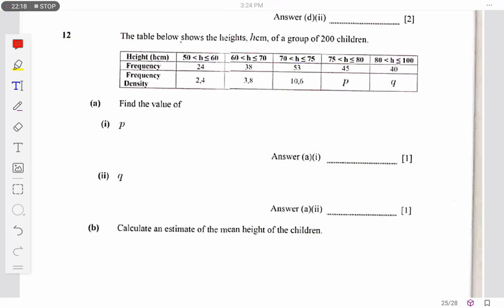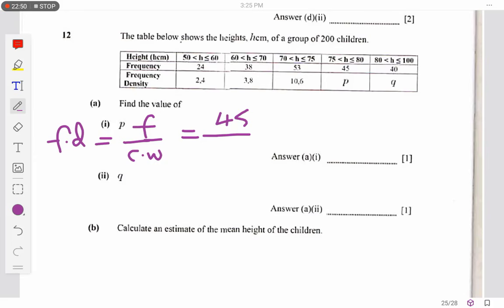The table below shows the heights, h centimeters, of a group of 200 children. Find the value of p. Okay, so basically finding the value of p, we should always know that the formula for frequency density is equal to frequency over class width. So for my value of p here, I want to find my frequency density. It's going to be equal to frequency, which is 45, over my class width, that's 80 minus 75 there, I get a 5. So it's going to be 45 divided by 5, I get a 9.